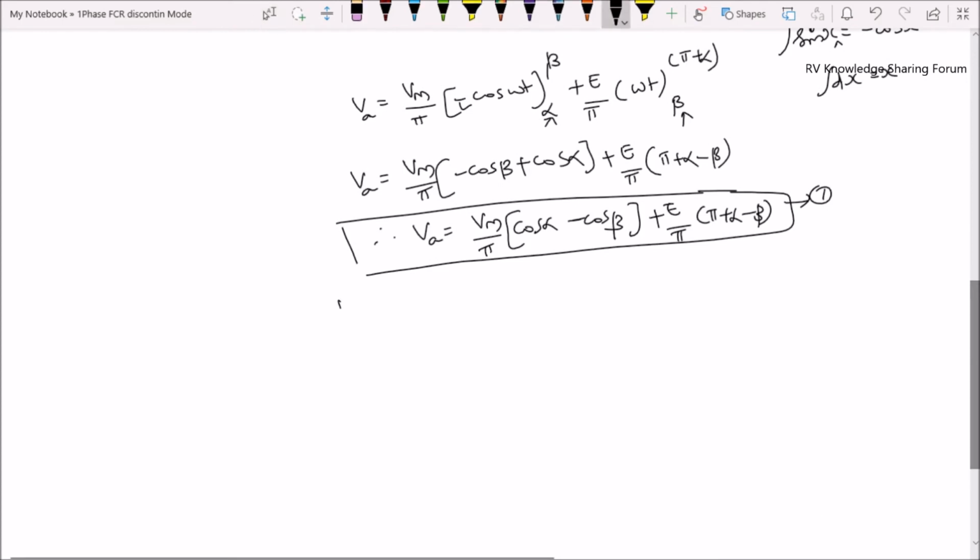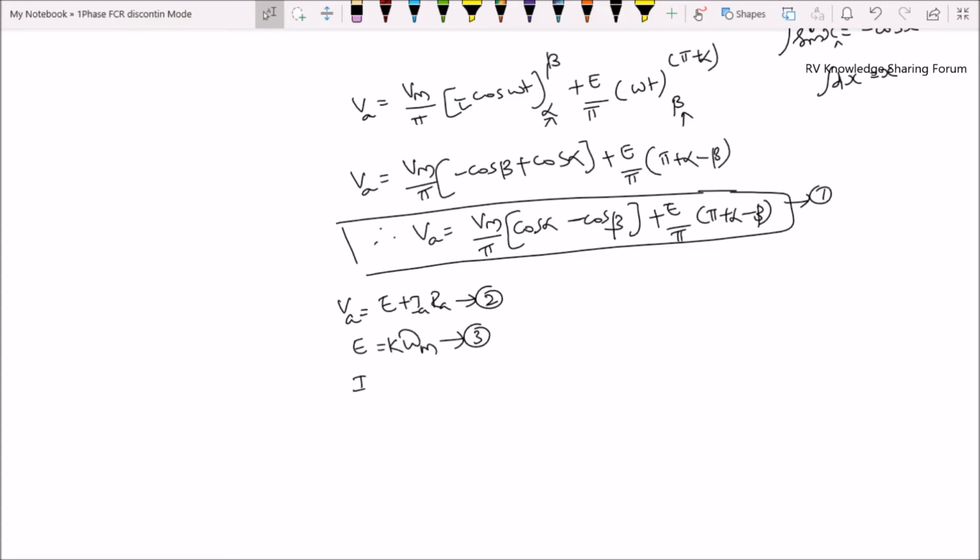And we know that for a DC motor VA is equal to E plus IA RA. Okay, let this be equation 2. And we know that E is equal to K into omega m for a DC motor, and IA is equal to T by K for a DC motor. Okay, so now substitute 1, 3 and 4 in equation 2.